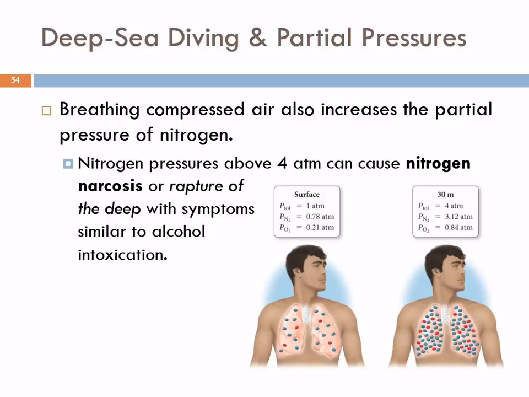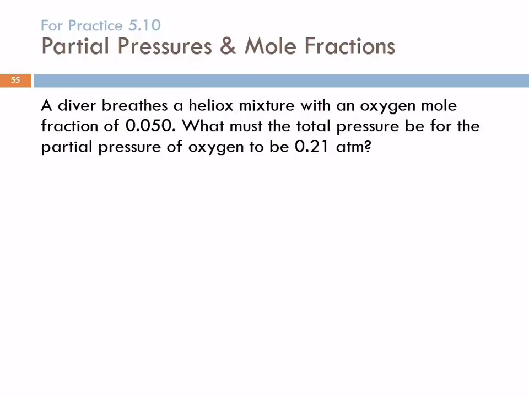So to combat this, they use different mixtures of gas, and one of them is called heliox. It's a mixture of oxygen and helium. The helium would make your voice really high and squeaky, but nobody can hear you talk down there anyway. But the helium is not going to cause narcosis or anything like that, and so you can breathe elevated pressures and not get into trouble. So let's look at this example. A diver breathes a heliox mixture with an oxygen mole fraction of 0.050. What must the total pressure be for the partial pressure of oxygen to be 0.21 atmospheres?